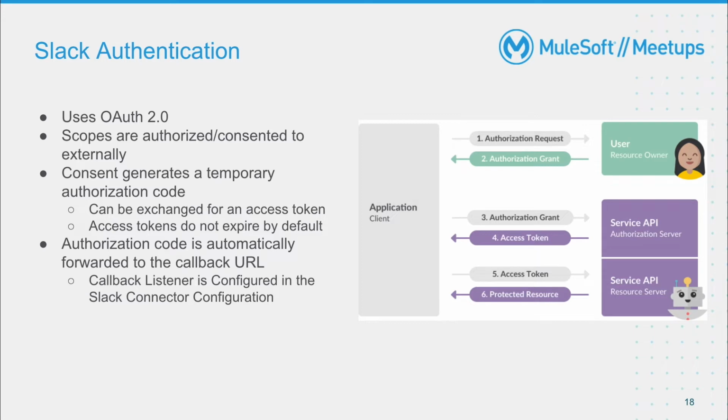And when they are redirected to the callback URL, an authorization code is sent. This authorization code is temporary, but can be exchanged for a permanent access token. I'd like to highlight that these access tokens do not expire by default, but they can be configured to expire. Now, one of the great parts about the Slack connector is that it's able to autonomously exchange this authorization code for a permanent access token.